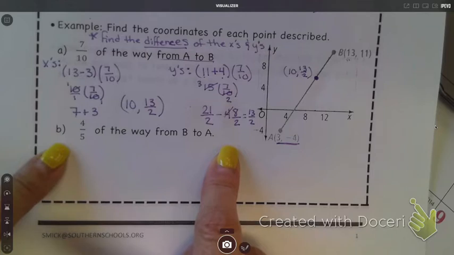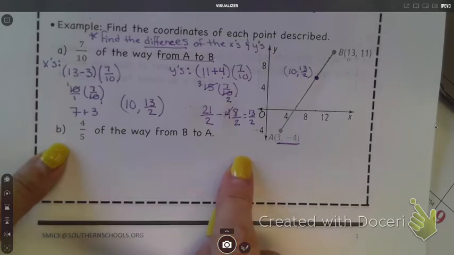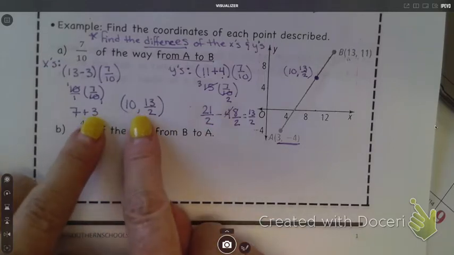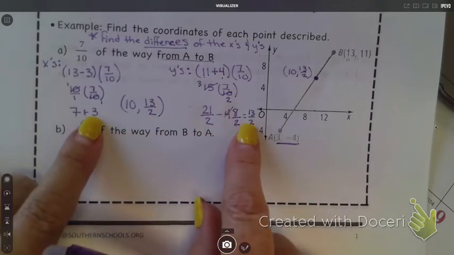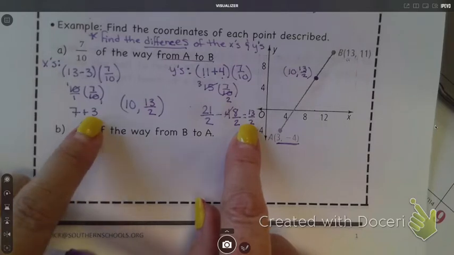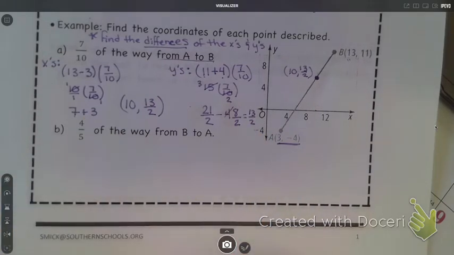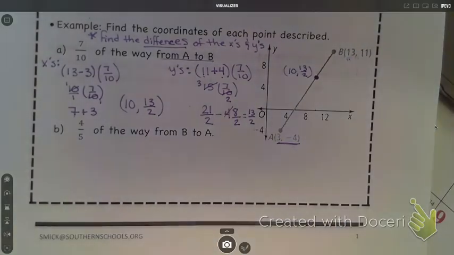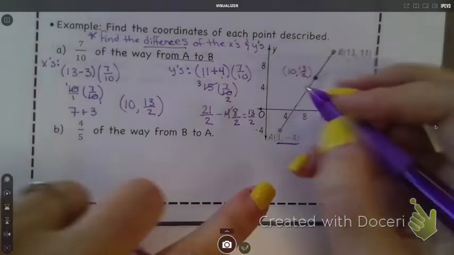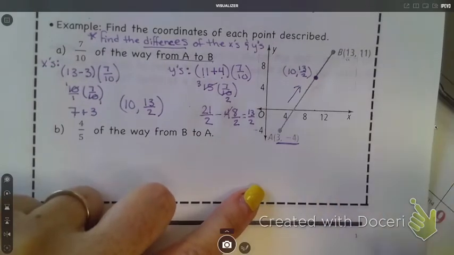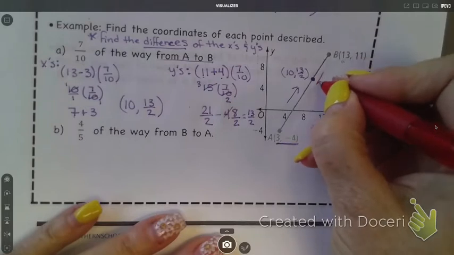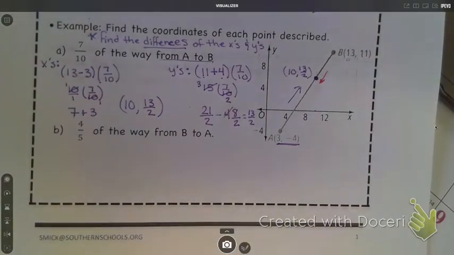Okay? From B to A. So now we're not going to take our difference from up here, where we did A. Now we're going to use B, B to A. So we're coming this way. So this one we went this way, and now we're going to do this way. Same but opposite. So how are we going to do that?